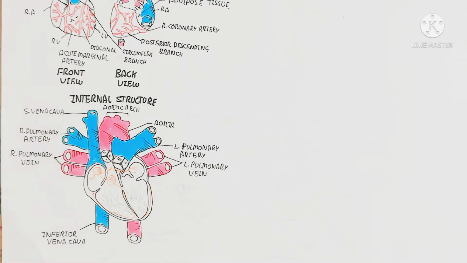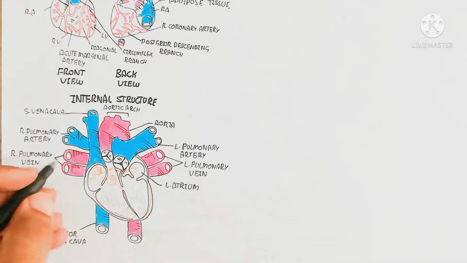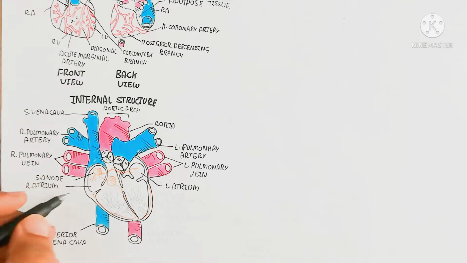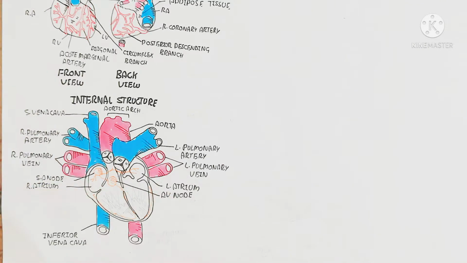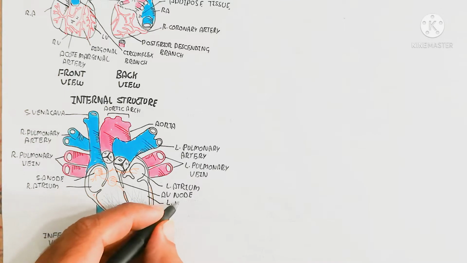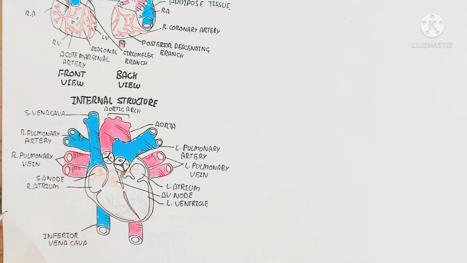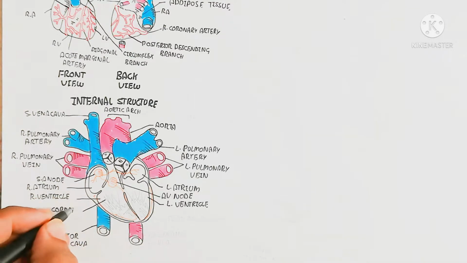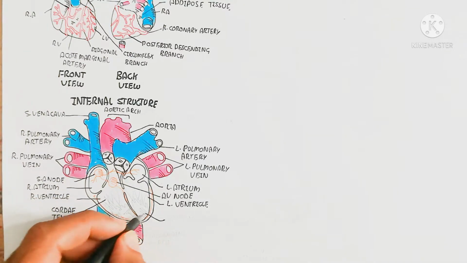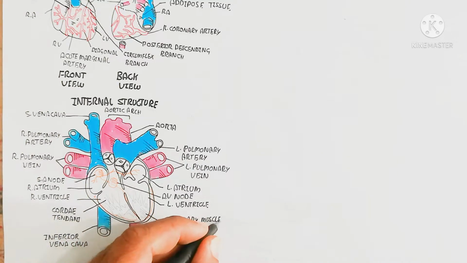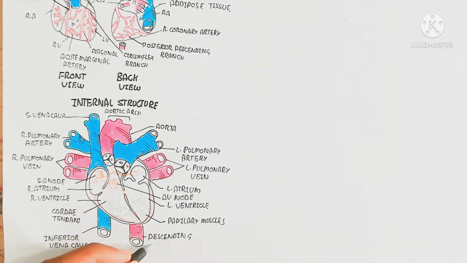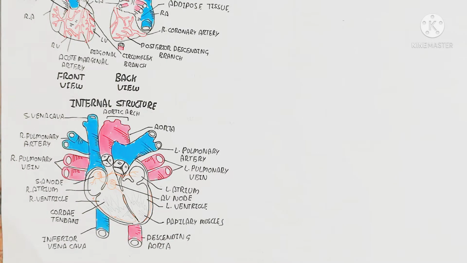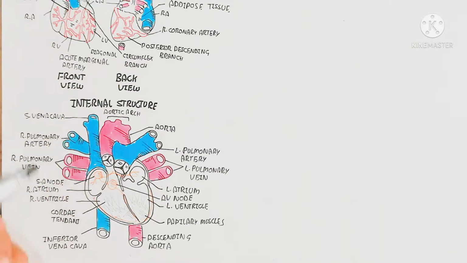Here is the sinoatrial node and atrioventricular node. What is the function of the sinoatrial node and atrioventricular node? Basically they are used for the contraction of the heart muscle. Here is the papillary muscle inside, used for muscle contraction, and in this way blood ejection happens through the chordae tendineae, and the papillary muscle is bound to the ventricular wall. Here are the descending aorta, inferior vena cava and superior vena cava, as shown in the figure.